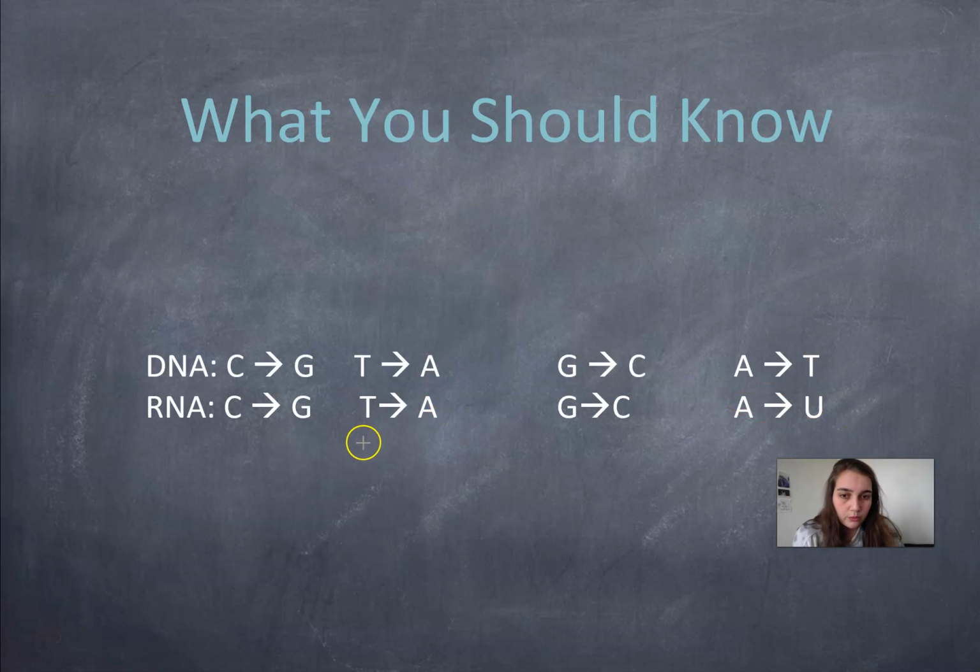But just to know, if you do see RNA that has T in it, it will still pair with A. You don't have to pair T and U together. That doesn't make sense. T and A still go together in RNA, but when you see an A in RNA, you have to pair with U. So that's what you should know about DNA and RNA.